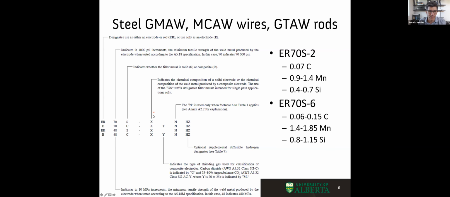And then it is followed by a number of things. The one thing I'm going to focus on now is the first one, that is a number, like 2 or 6, and the dash means something in particular. And the meaning of that is listed in the standards. But for example, if I say E70S-2, the standard will tell me I have so much carbon, I have a range of manganese, and a range of silicon. If we say ER70S-6, what do you get to see?